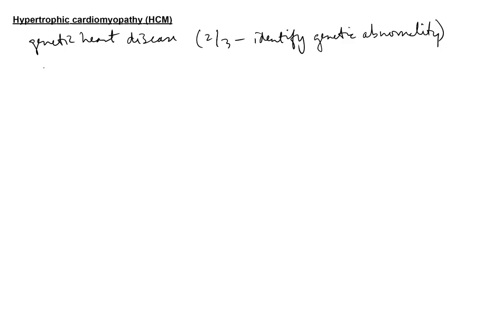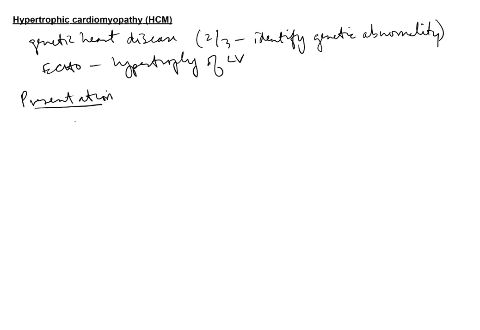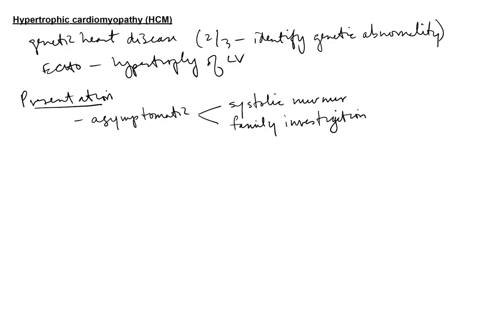Hypertrophic cardiomyopathy is overall our general model for genetic heart disease. The reason for that is that in 2/3 of these cases, you can actually identify the genetic abnormality. The definition of this disease by echo is that you can see the hypertrophy of the left ventricle. The presentation is usually asymptomatic. Either you're doing a routine physical exam and you come across an unexpected systolic murmur, or they're part of a family investigation.